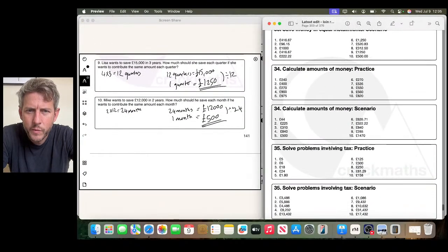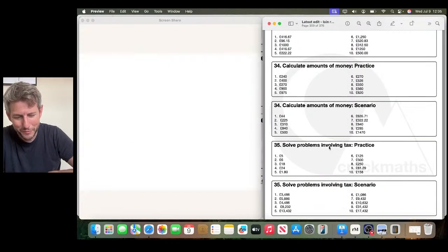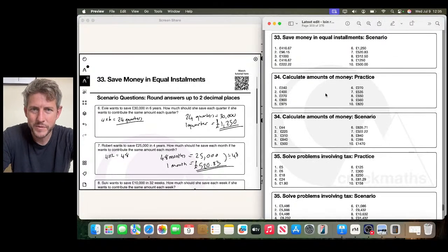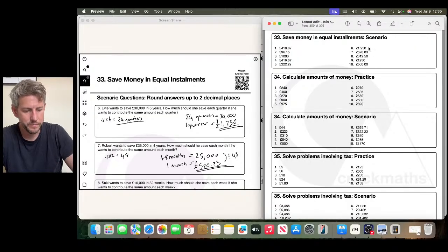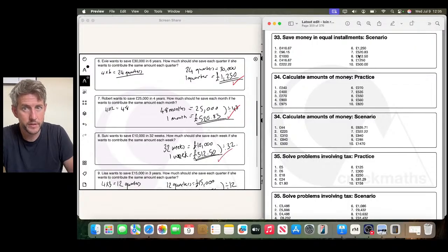Okay, so here we go. No, that's not what I'm looking for. What am I looking for? I'm looking for the scenario questions. Here we go, up at the top, question 6. Right, so 1,250, 520.83, yeah. £312.50, yeah.